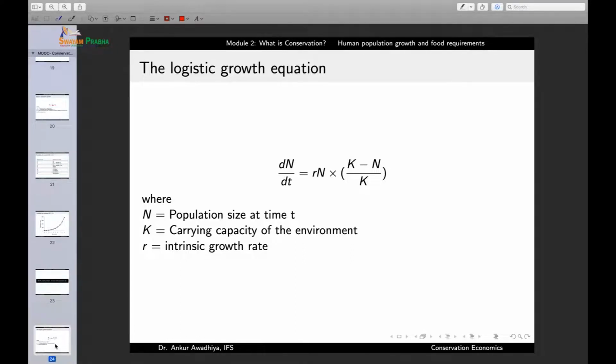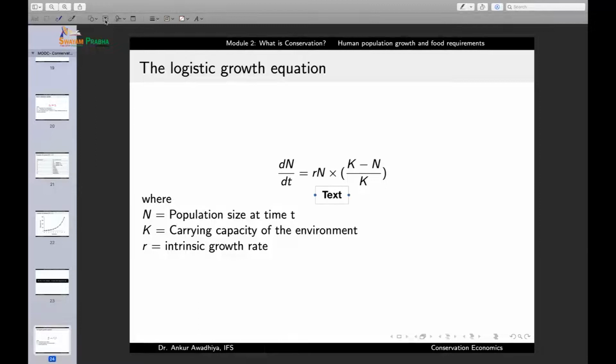Now, the logistic growth equation states that the growth will increase in an exponential manner, but then after some time, as the population starts to reach the carrying capacity, the rate of population growth will start to diminish, so that afterwards you have a constant population. This is how we represent the logistic growth equation. It states that dN by dt, which is the rate of increase of population with time, is equal to r into N into (K minus N) by K.